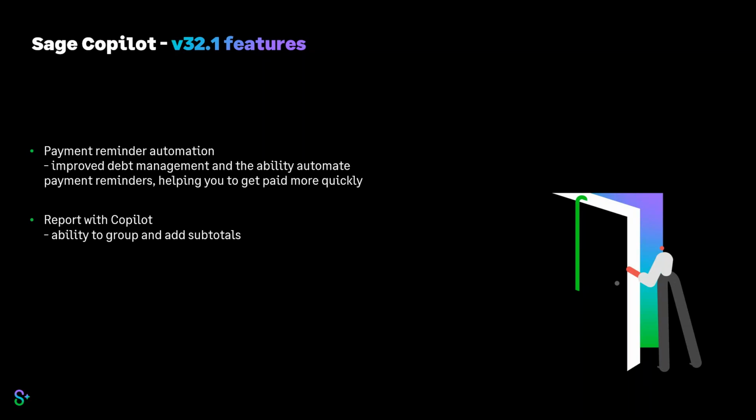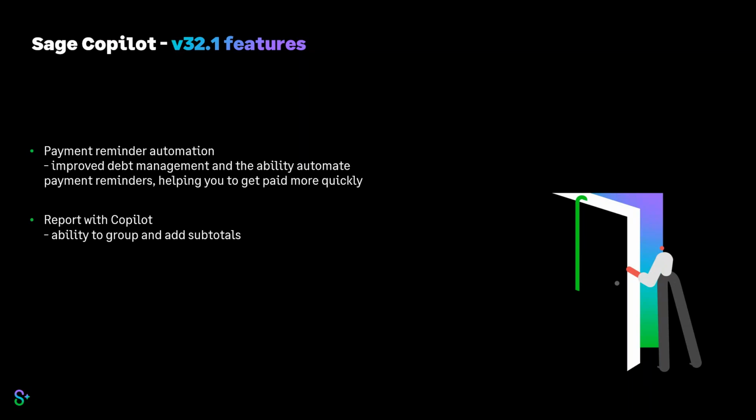The other big feature is payment reminder automation. So this is where you're starting to see help with tasks in Copilot. Again, I think there's a lot of these probably still to come. But payment reminder automation, so improving your debt management processes. Makes it very easy to send out emails.